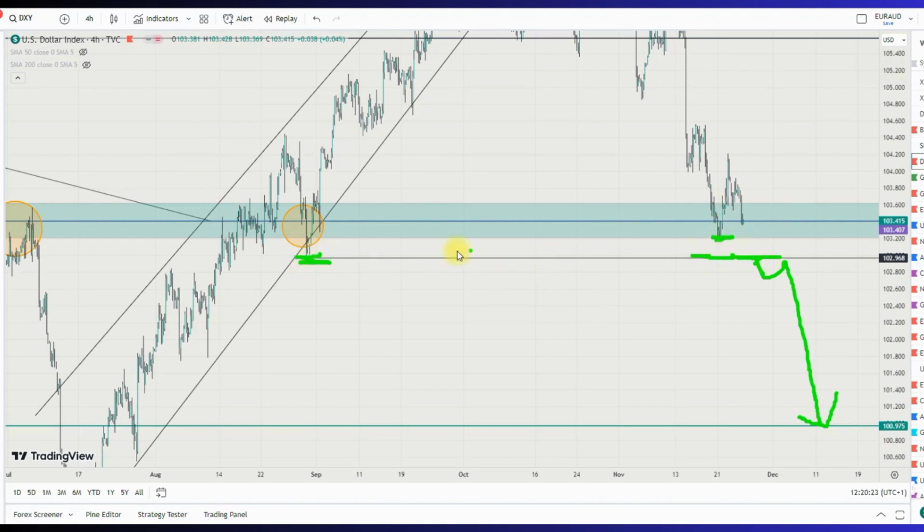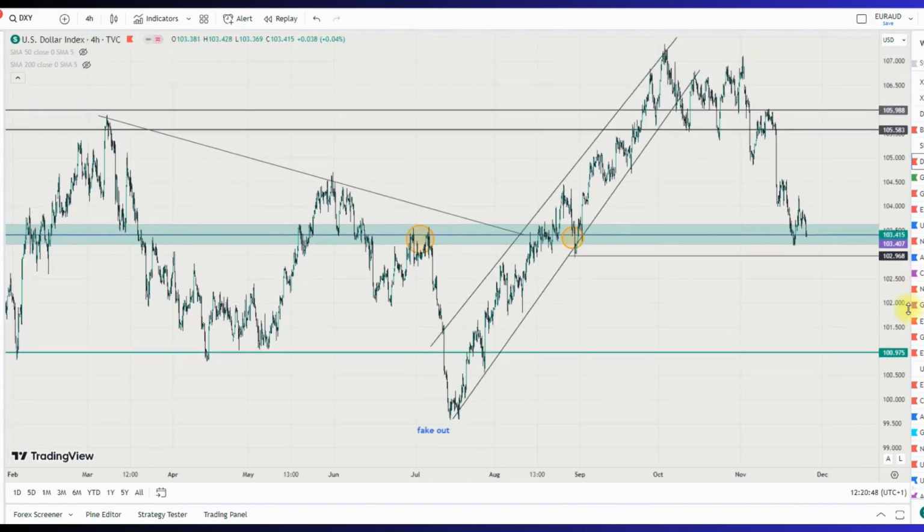This is supposed to be my safe zone, but I think price might actually come here, create a long wick, and then continue to go up. So you understand how price behaves. We might actually see price coming back to this area, then close above this area, and then continue moving to the upside. So this is what I'm actually looking at on the US dollar.